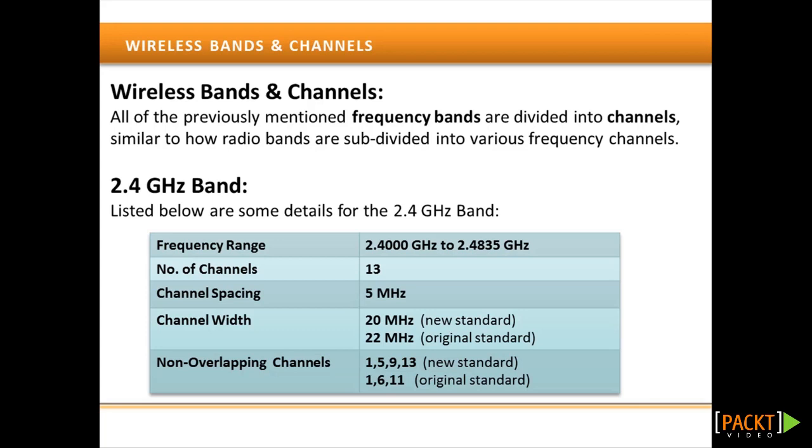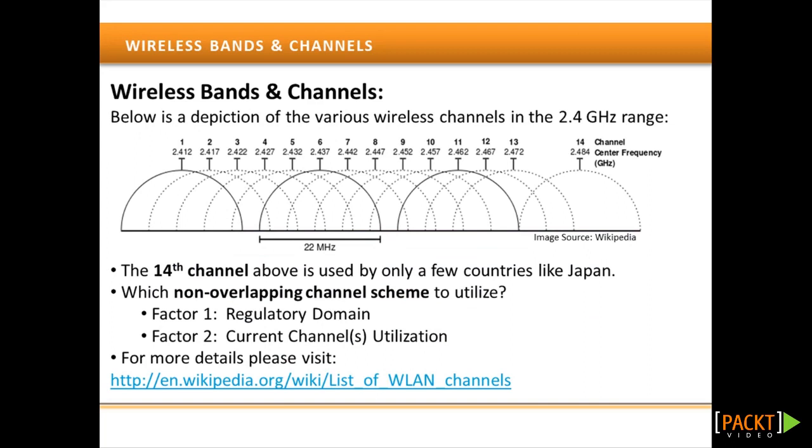This meant that there were 3 non-overlapping channels, namely channels 1, 6 and 11. The newer 802.11b standard borrows the OFDM modulation of 802.11a and has a 20 MHz channel width. This results in 4 non-overlapping channels, namely channels 1, 5, 9 and 13. Here, on the screen you can see a depiction of the various wireless channels in the 2.4 GHz range, including the channel width, and the 3 non-overlapping channels.